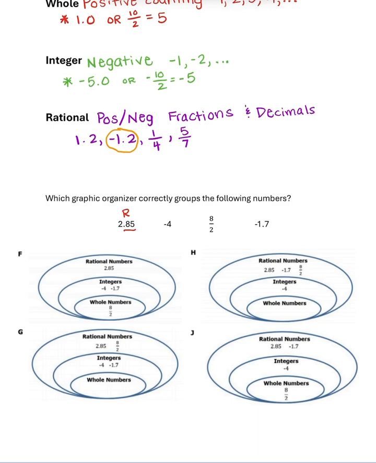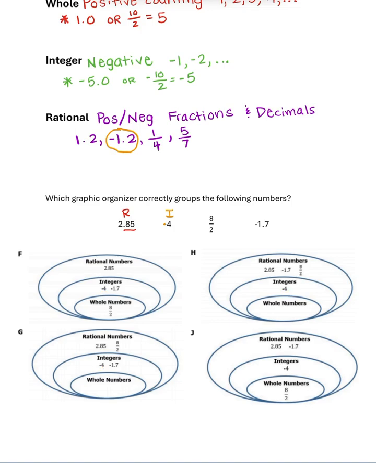So the next one is -4. So it has a negative, so it is an integer. It also does not have a decimal, so it is still an integer. So is that in the correct spot in all my answer choices? Yes, it is. So I need to keep going.